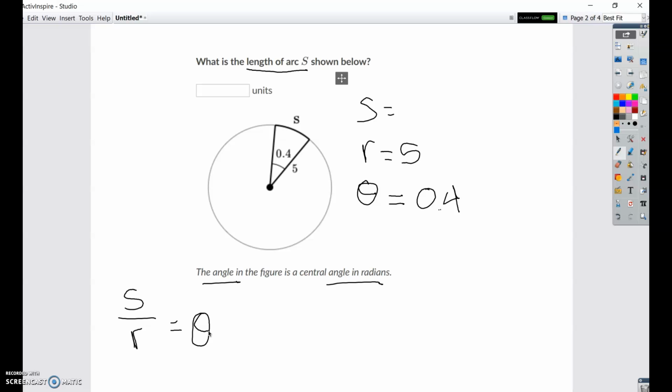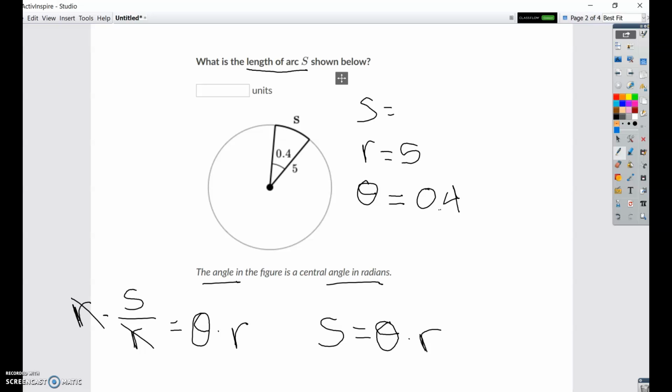So if I want to solve for arc length, right now I've got arc length divided by the radius. I can just move the radius to the other side by multiplying. If I multiply both sides by the radius, those cancel, and I'm just left with the arc length is equal to the number of radians, theta, times the length of the radius.